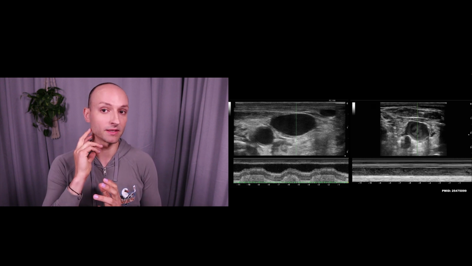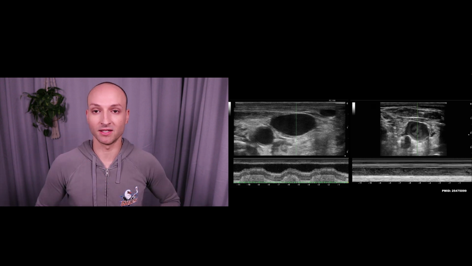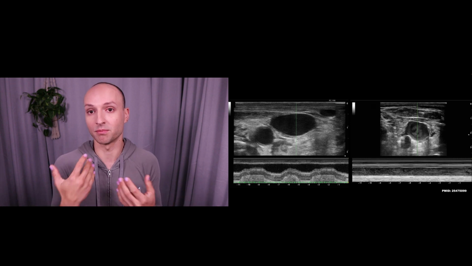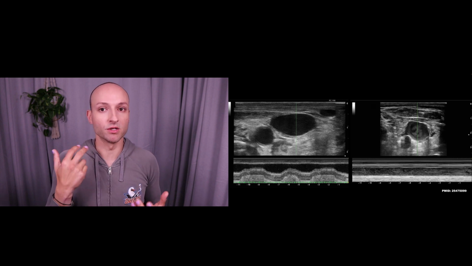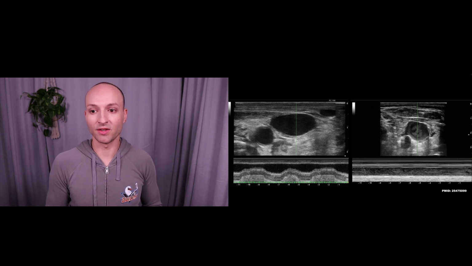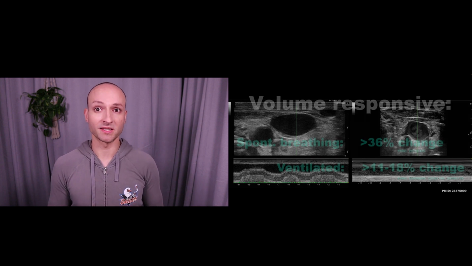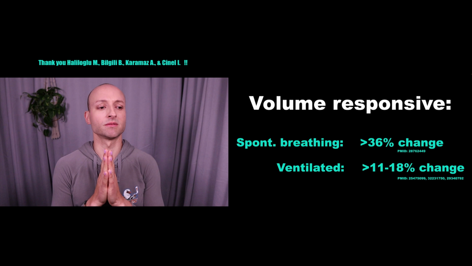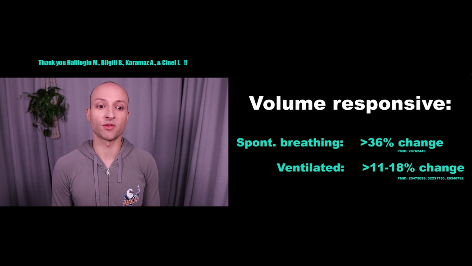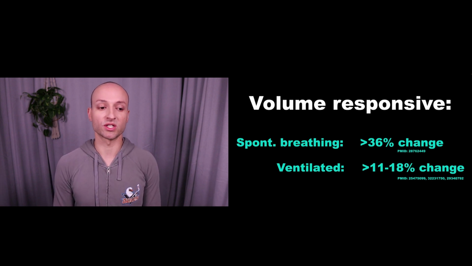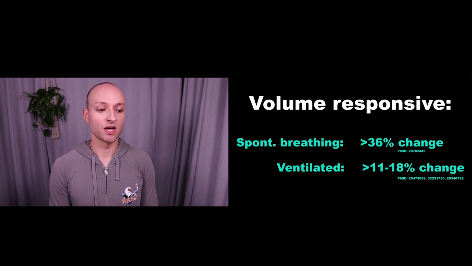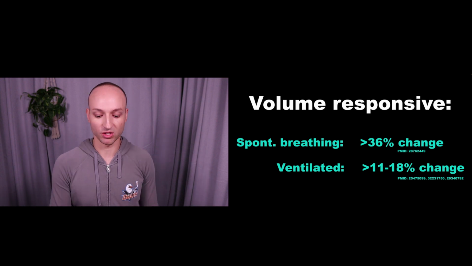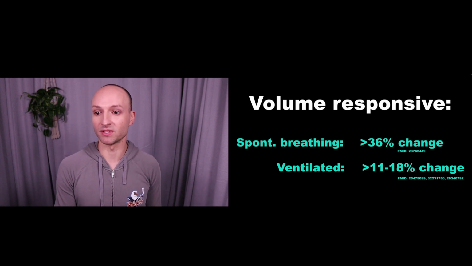The IJ apparently doesn't move in a craniocaudal direction like the IVC does, which makes sense. When we breathe, we're not lifting our head up off our necks, so the IJ doesn't move, so the cross section works really well here. And there's not a lot of data, but this is the data that we have out there. We have one study that looked at spontaneously breathing patients. Thank you so much for that, whoever published that study. It showed that greater than a 36% change was associated with volume responsiveness. And then if you have a mechanically ventilated patient, greater than 11 to 18% change was associated with volume responsiveness.